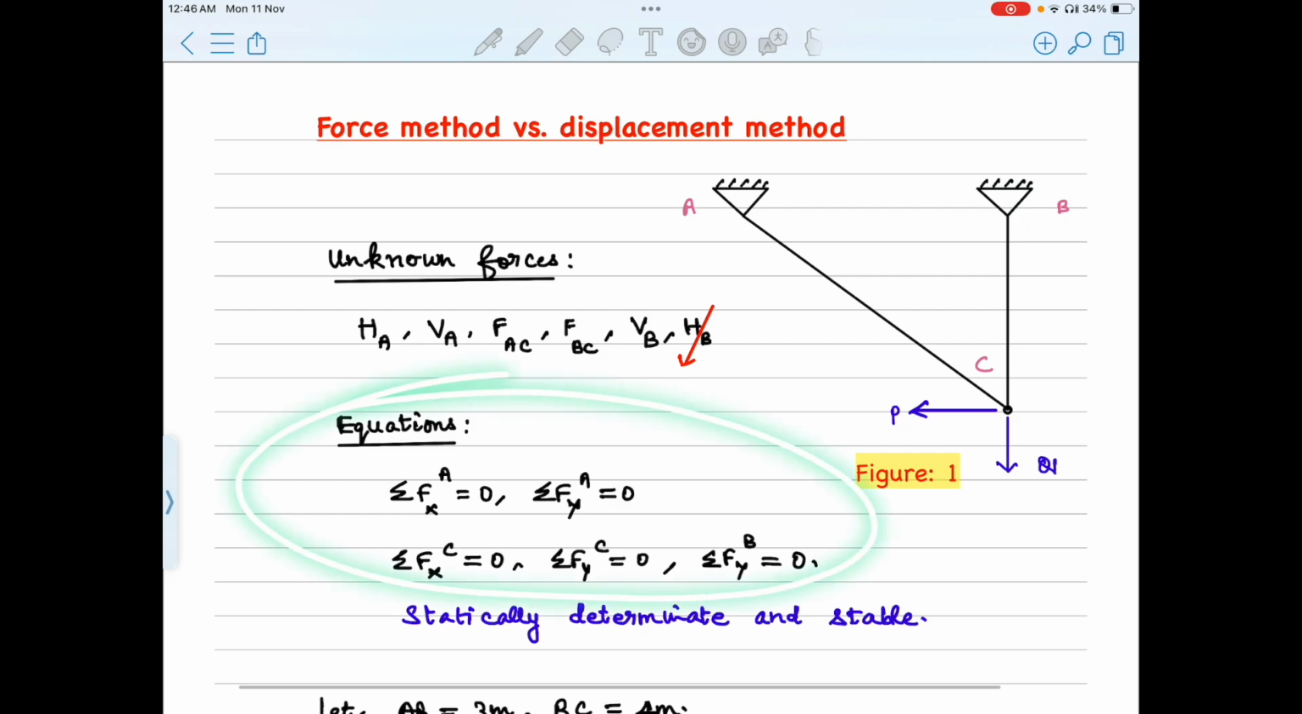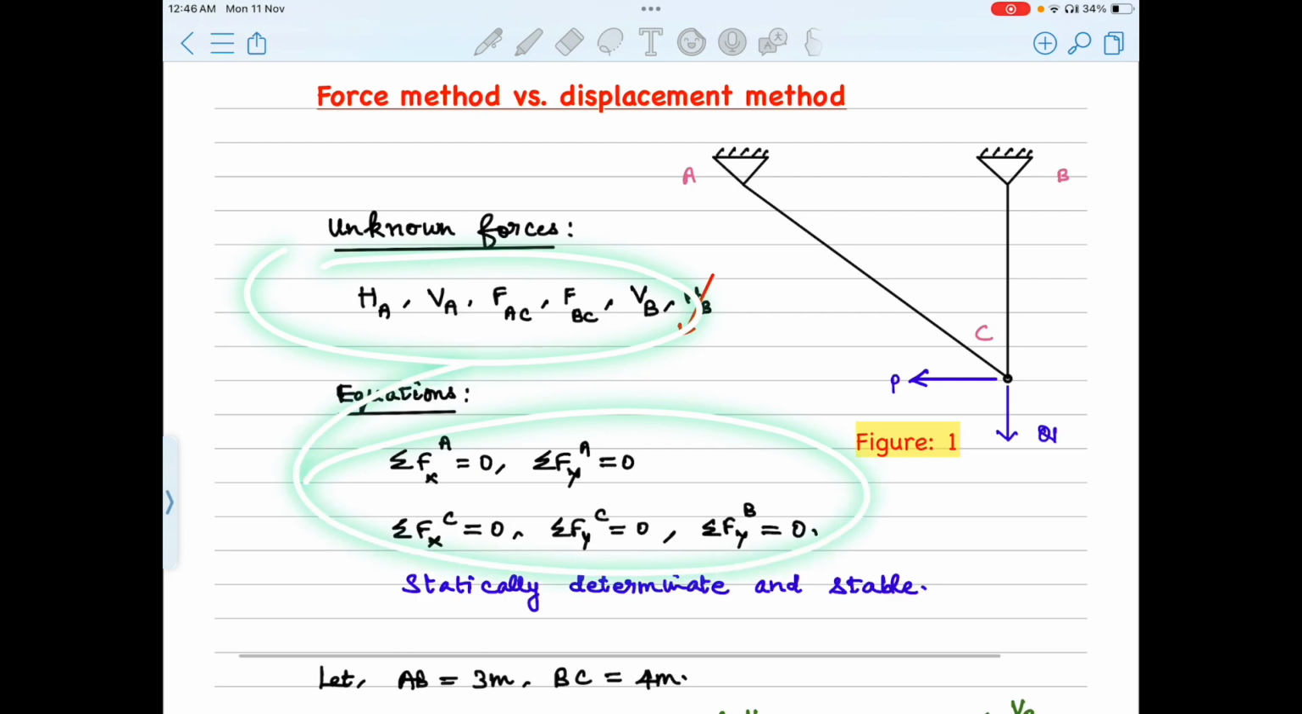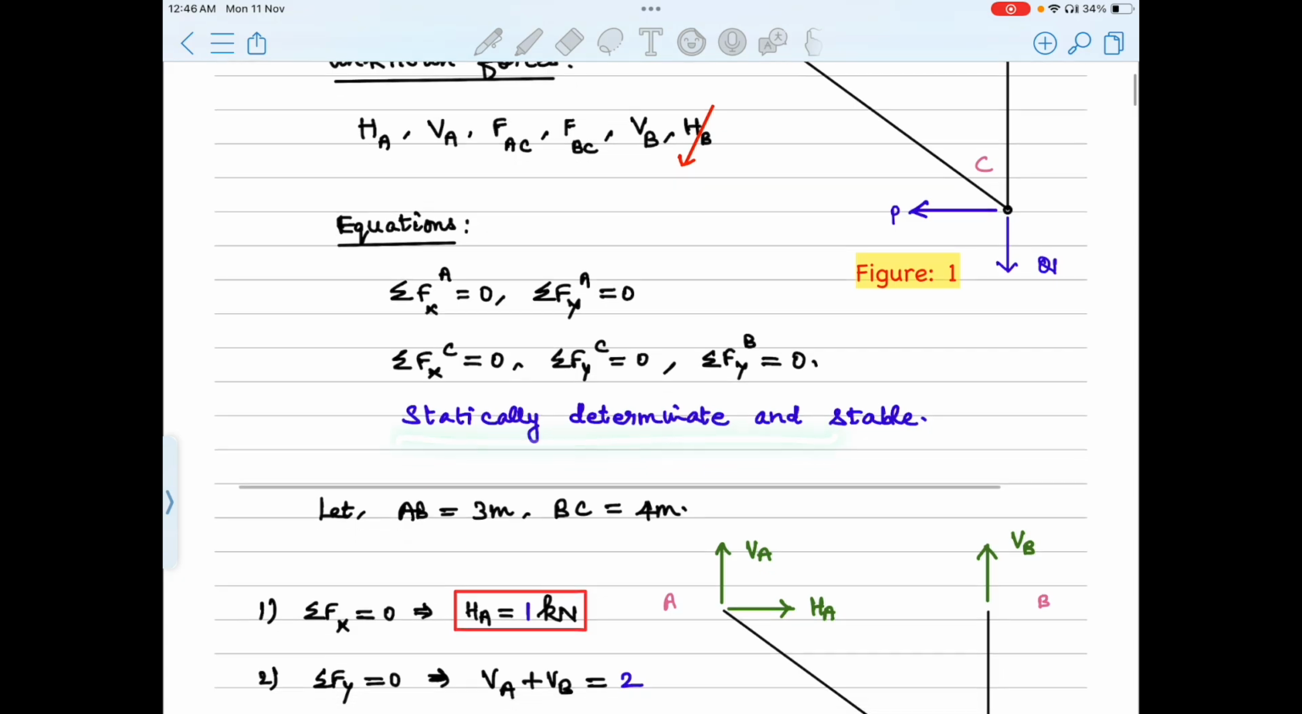These are the static equilibrium equations which are applied at every joint. At joint B, we don't use sigma Fx equal to 0. At joint B, we just use sigma Fy equal to 0. So if we consider all equations applicable at joints A, B, and C, we have these five equilibrium equations as listed. So we have five unknowns and five equations of equilibrium. Therefore, we say this truss is statically determinate and stable.